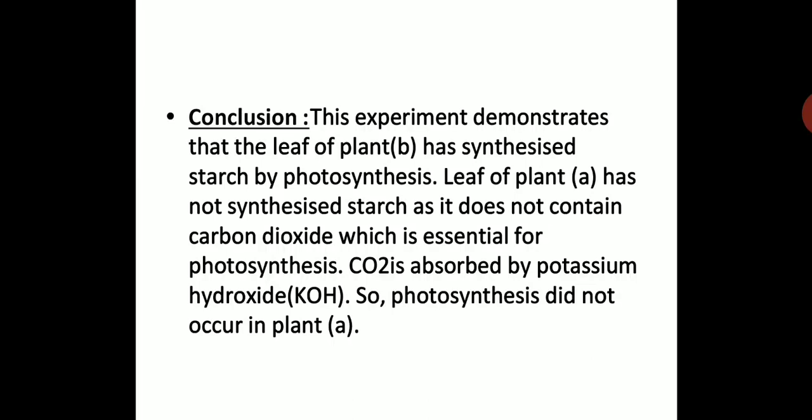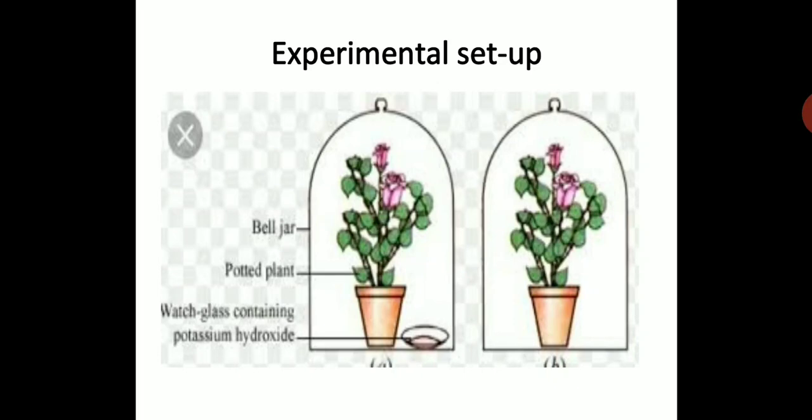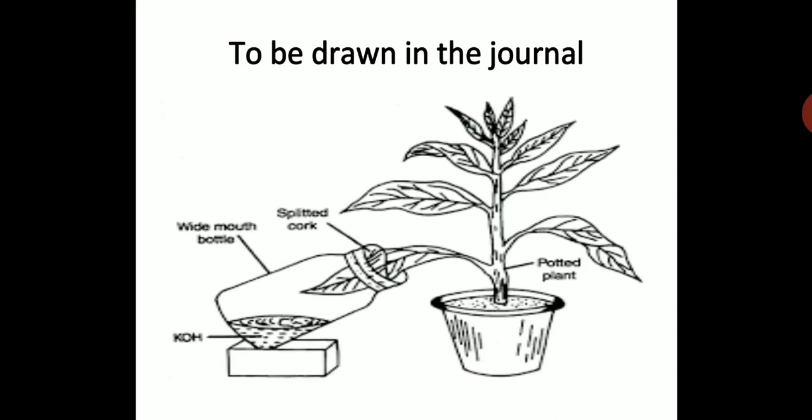So you have to write very neatly in your journal, and this is the experimental setup. You have A and B, bell jar, potted plant and watch glass containing potassium hydroxide, and the other setup will not have potassium hydroxide. Just to take away carbon dioxide in the bell jar, you keep potassium hydroxide, but in the other jar you don't keep it. You just want to see whether, with the amount of carbon dioxide available inside the jar, the plant will be able to prepare food or not. So plant B over here was able to prepare, but plant A was not able to prepare its own food. Next, this diagram should go in your journal, children.